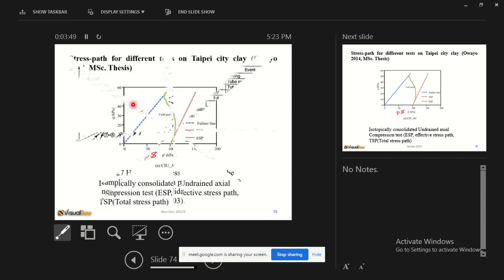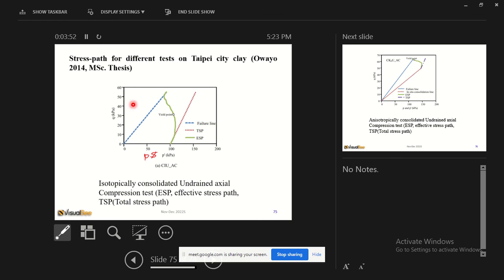And in summary, different kinds of tests. This is for my own thesis. So different kinds of stress paths. And we say P and P prime because we have effective and total stress. For now, I have already explained isotropically consolidated and drained axial compression test. It means that the consolidation was done with the same uniform pressure. So for consolidated tests, you have to qualify whether there is isotropic consolidation or anisotropic consolidation.